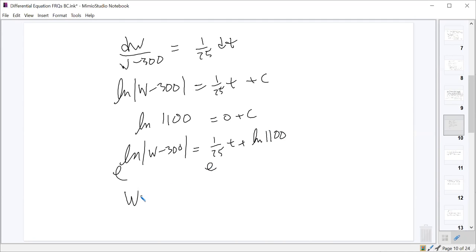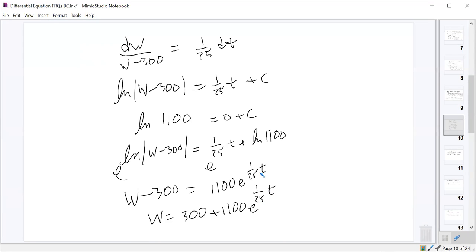Exponentiate both sides. And obviously we choose the positive when we clear off the absolute value, because we're not going to do 300 minus 1100 to get anything. I mean, that doesn't give us 1400. We need a plus there. So it's just W equals 300 plus 1100 e to the 1/25 t. Good or not? Any questions or issues there?